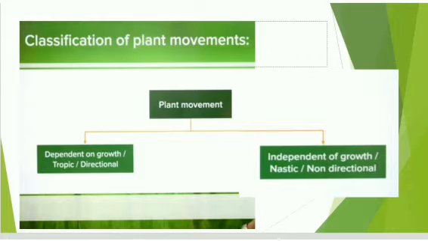What is dependent on growth? In this, plants show growth directly. The plant grows to some extent, right? That is called growth. So when it shows some growth, that is called tropic movement, also called dependent on growth.